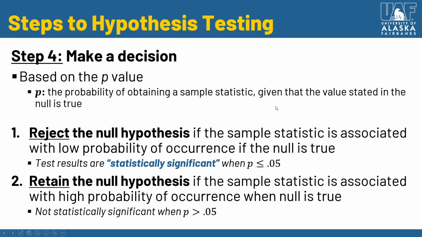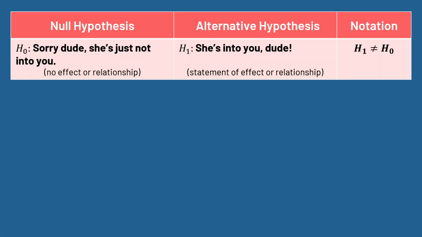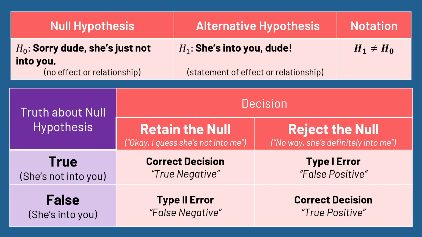And so to go back to my example with my crush, to refresh you on our hypotheses, the null hypothesis was saying that there's no effect, she's not into me. The alternative saying that there is an effect, she is into me. Then we can make four different possible decisions here. There can be four outcomes to our decision. There's a lot on the slide, so just bear with me. We can retain or reject the null.